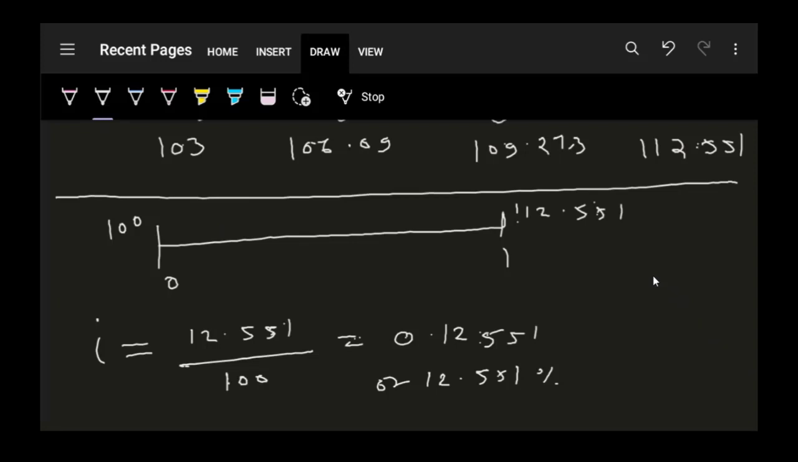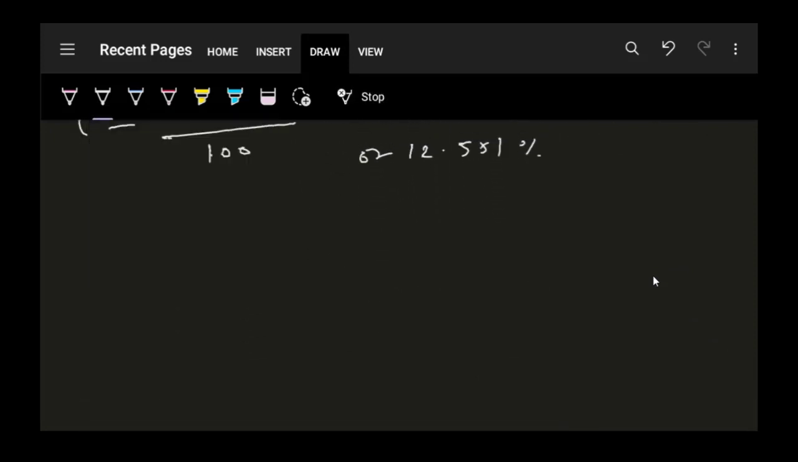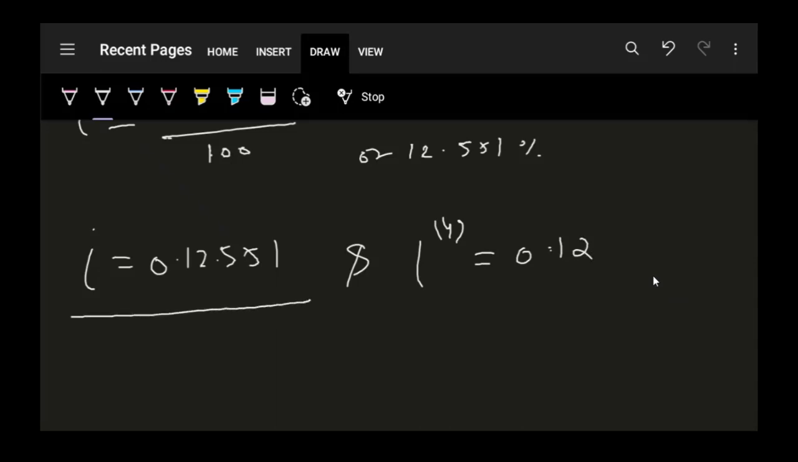It is equivalent to the 12% per annum compounding quarterly rate. That is, this rate here, 0.12551, and this rate here. So whether I compute my amount at the end of the year using this rate or whether I use this rate to get my amount at the end of the year, I will get the same amount of money. So these two rates are equivalent.